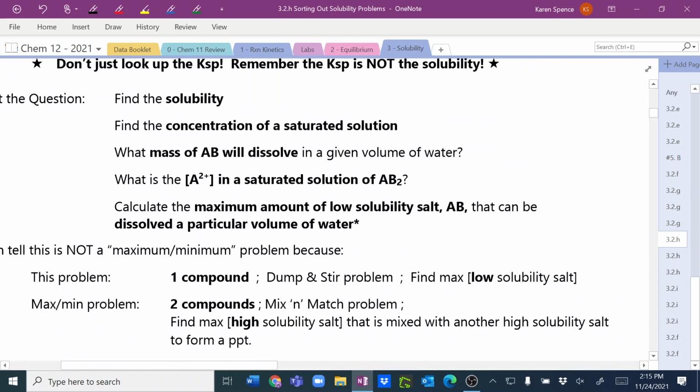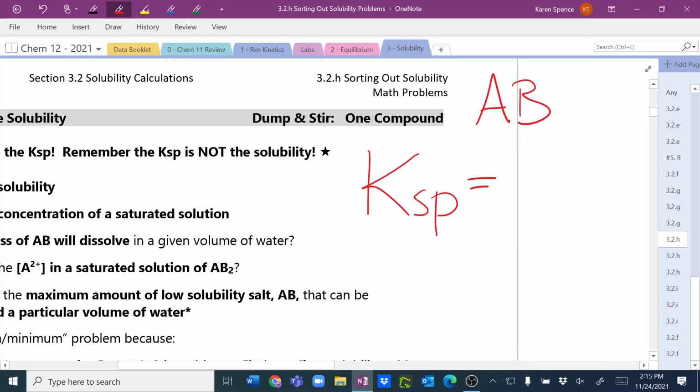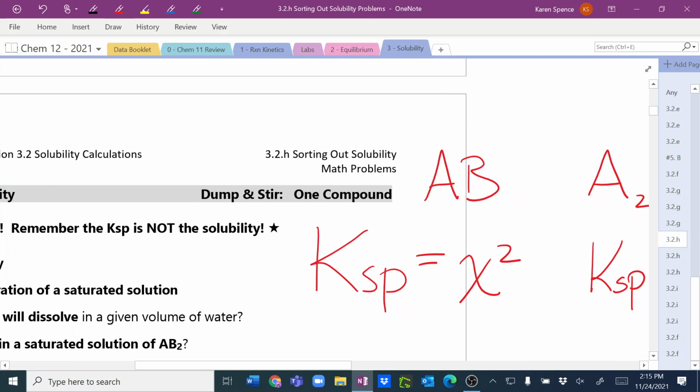And remember, if you're doing it in multiple choice, if I give you a Ksp and you have an AB type compound, what's Ksp equal to? x squared. And what if we had an A2B? Yes? Equals 4x cubed. But if you forget that, you can always solve for it, okay?